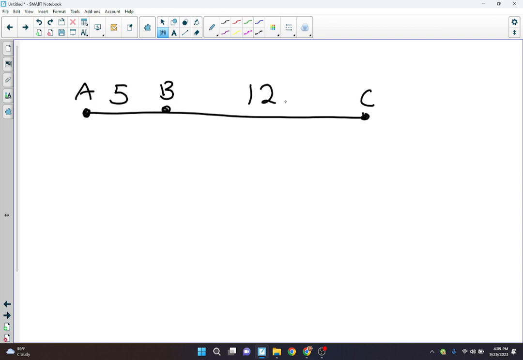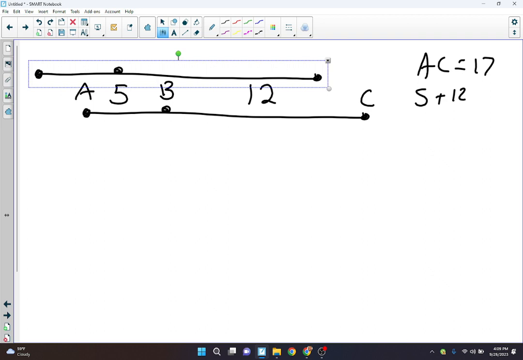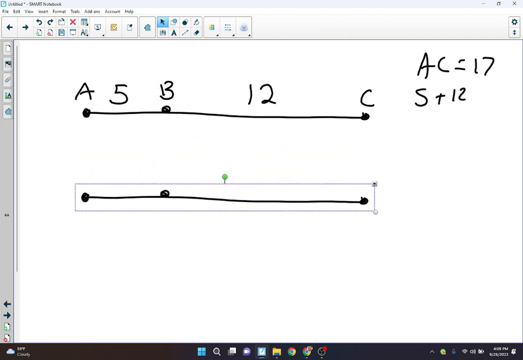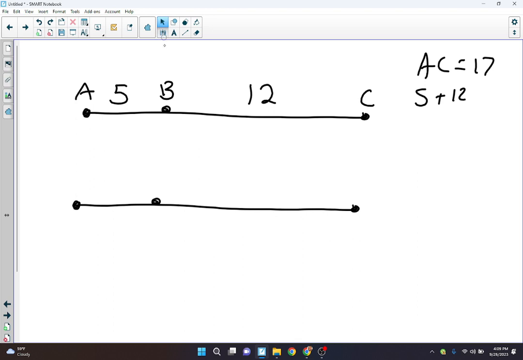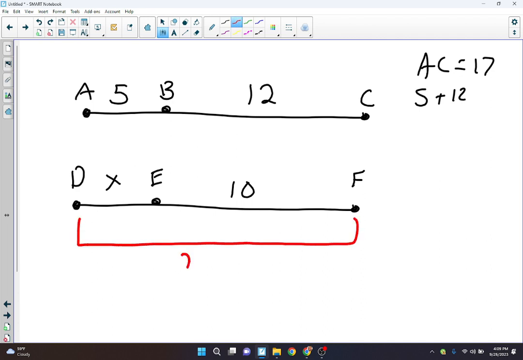5, 12. What is AC? It's just 17 because you just added two pieces, 5 plus 12. What's AB? It shows you it's 5 in the case. You never know. I was asking you guys what's AB. And that equals, what does it equal? 20? That doesn't make sense. Structurally, it doesn't make sense. 15. Yeah, go.